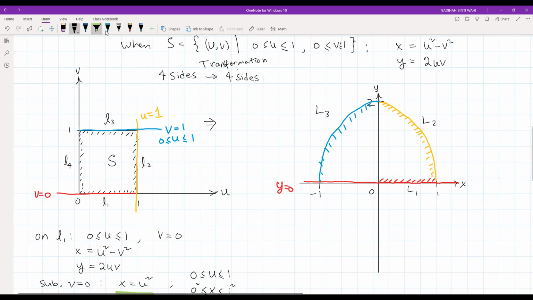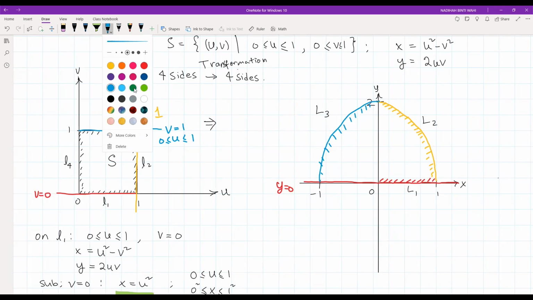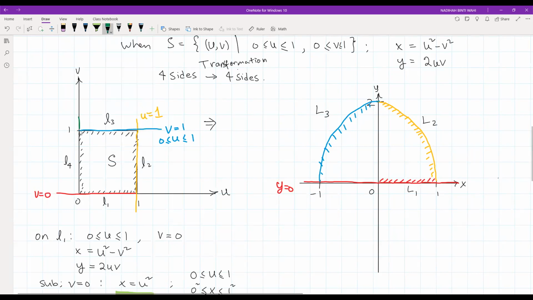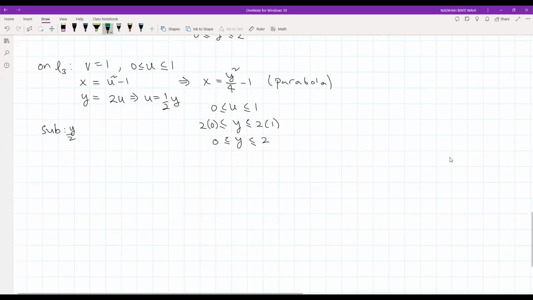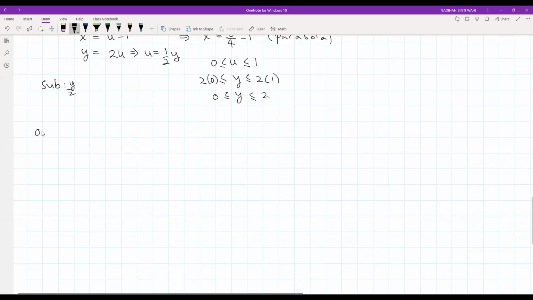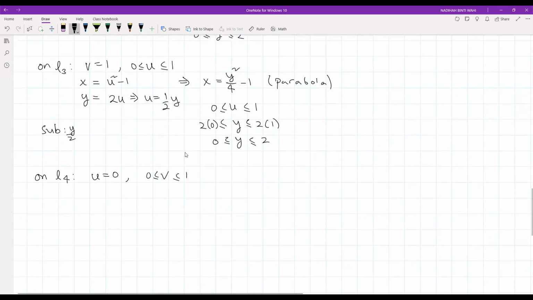And then the last part is L4. L4 is this line, which is U equals to 0, and then V is between 0 and 1. Okay, so now let's look at the effect of that. On L4, U equals to 0, V is between 0 and 1. So U equals to 0, so X is minus V squared, because U is 0, and then Y is 0.